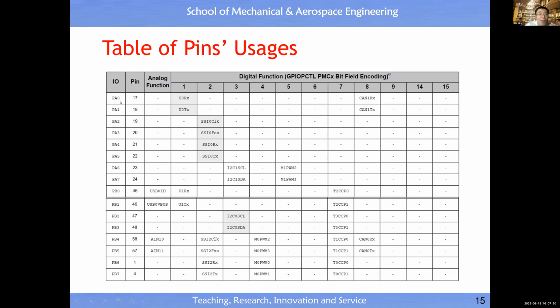Let's say for port A, you have pins 0, 1, 2, 3, 4, 5, 6, 7. But on the chip, the corresponding pins are 17, 18, 19, 20, 21, 22, 23, 24. That's it. Then for port B, you see pins 0, 1, 2, 3, 4, 5, 6, 7. But pay attention, on the chip they are pins 45, 46, 47, 48. Then jump to 58, 57. Then come back to pin 1, pin 4. So pay attention, they are not aligned in sequence, incrementing by 1. Sometimes they jump in number.